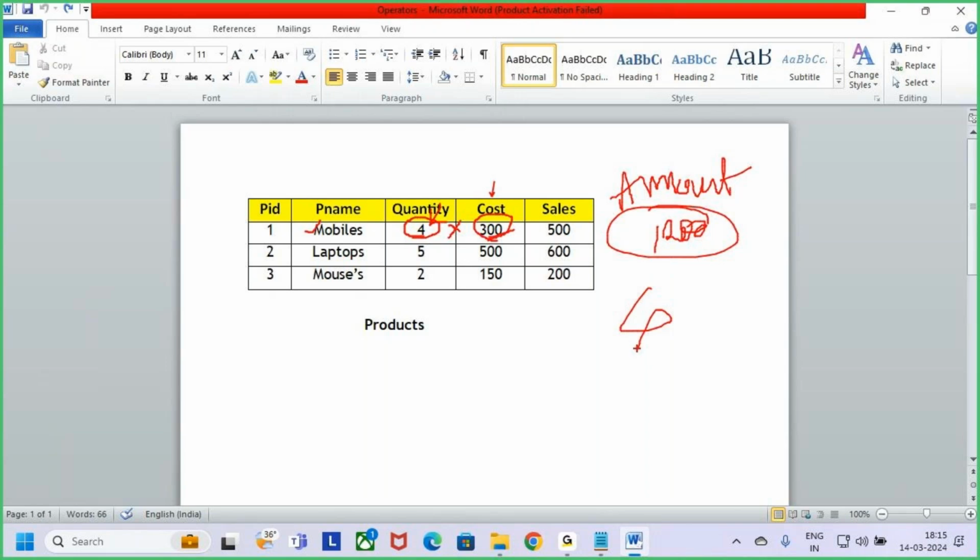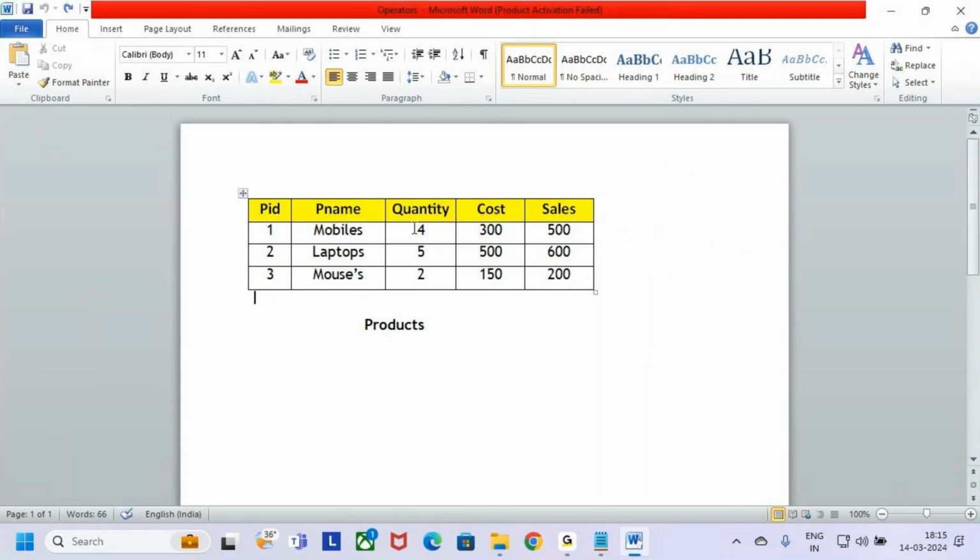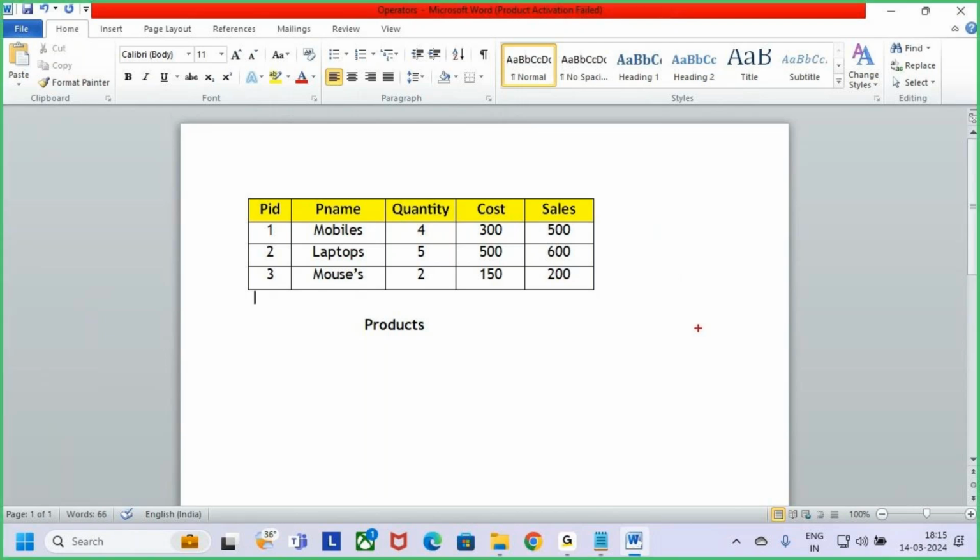4 mobile phones. So my requirement here is, I want to find out the total amount I'm spending on the business for each product wise. So to buy the 4 mobile phones, I want to multiply the quantity column with the cost column. 3 fours are 12. So the amount I'm spending to buy the 4 mobile phones is 1200.